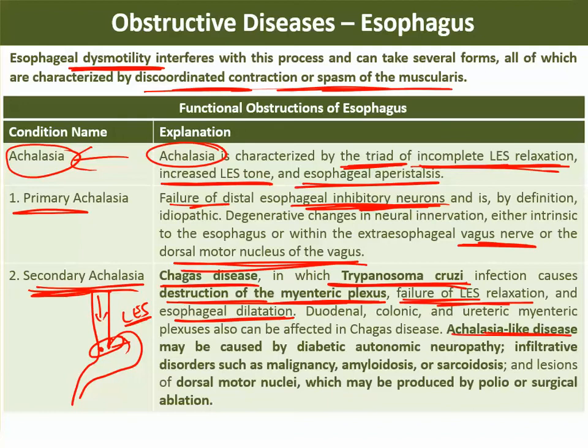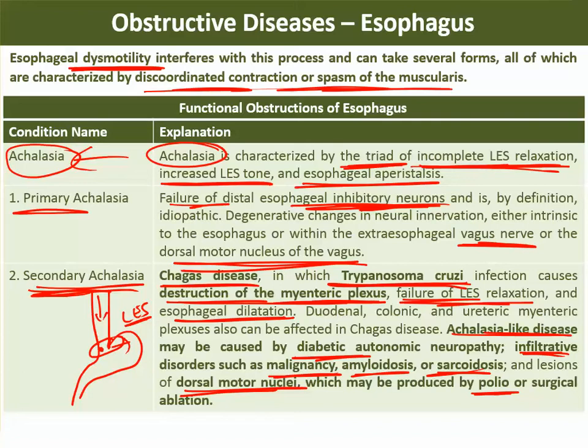Secondary achalasia can happen in other diseases, in diabetes or infiltration disorders like malignancy, amyloidosis, sarcoidosis. The dorsal motor nuclei can be affected by polio or any surgery you are doing in this area. So why am I giving these examples? These are the commonest asked case scenarios. Why do we ask these scenarios? Because this is the one you will commonly encounter when you go to residency. That's why we test whether you know it or not.